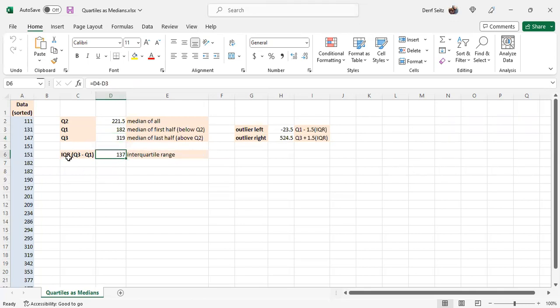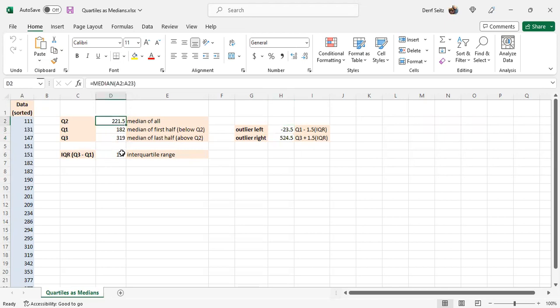Here, the IQR, the interquartile range, defined to be Q3 minus Q1, that's the formula, is 137. And the definitions for outliers are Q1 minus 1.5 times the IQR, anything less than or equal to that. Or on the other side, Q3 plus 1.5 times the IQR, anything greater than or equal to that. And we see these formulas here.